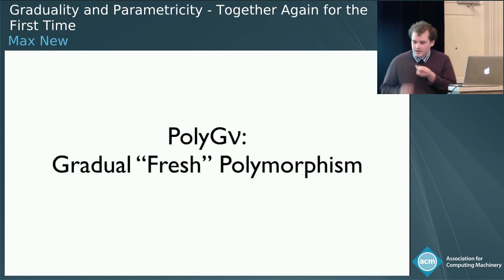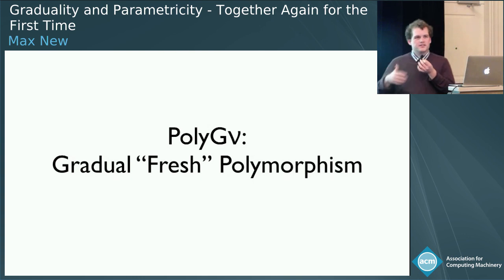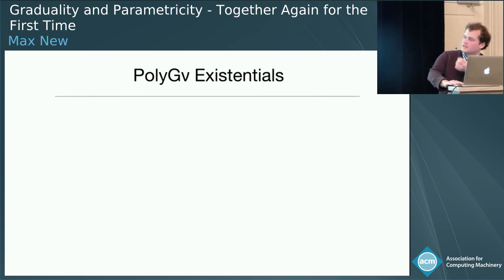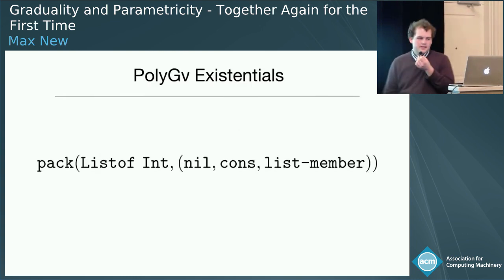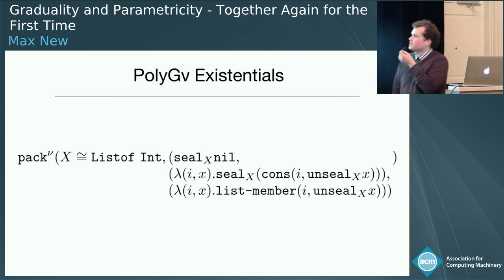Okay, so let's look at the language that we designed, which I call PolyGν New, which has a kind of fresh polymorphism. And the idea is that this generation of seals is going to be visible to the programmer, and the use of sealing and unsealing is going to be explicitly programmed. So let's look at existential types. First of all, here's an existential package for that integer set type in System F. And then here's the version of it in PolyGν New.